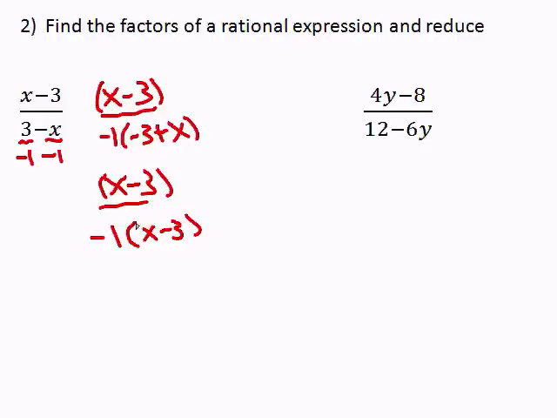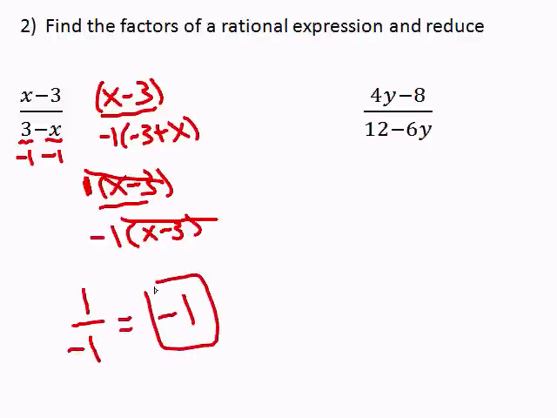Again, what's tricky about this is that it didn't look the same at first, but we can make it the same by factoring out a negative 1, which allows us to cancel out the top and bottom, leaving us with an understood 1 in front of that parentheses. So 1 over negative 1, which is negative 1. This is a bit tricky.